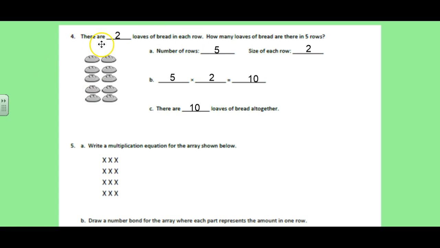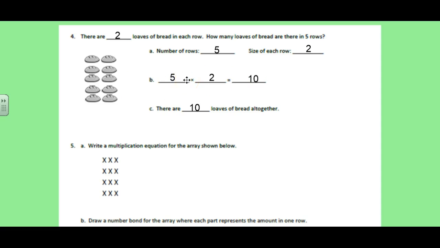Okay, so the first blank is there are 2 loaves of bread in each row. So you can see each row here going across, and there's 2 loaves of bread in each one. So the question is, how many loaves of bread are there in 5 rows? So this right here told you how many rows, and you could have looked over here to see the 5 different rows. So the number of rows is 5, and the size of each row, meaning how many in each row, is 2. So the multiplication equation you needed to write completely on your own.